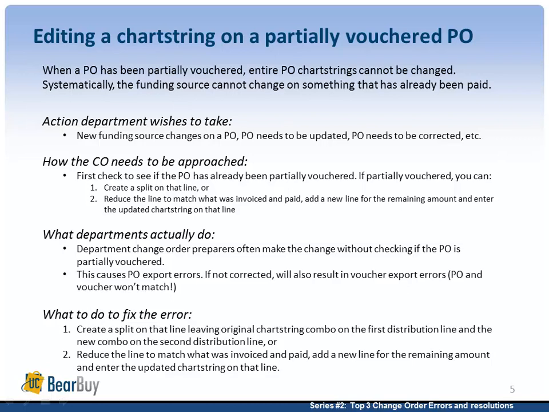Once the error has been made, you can still correct the PO change order. To correct it, create a split on the line that needs to be updated, leaving the original charge string combination on the first distribution line and the new combination on the second distribution line. Or, reduce that line to match what was invoiced and paid, and add a new line for the remaining amount and enter the updated charge string on that line. So let's now go into BearBuy and actually perform these steps.